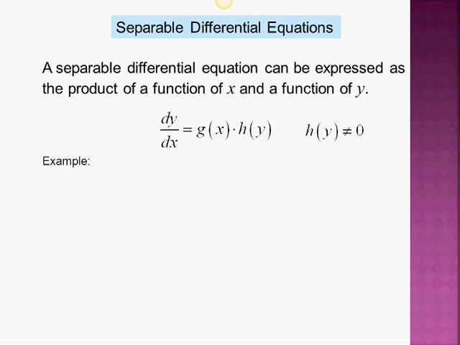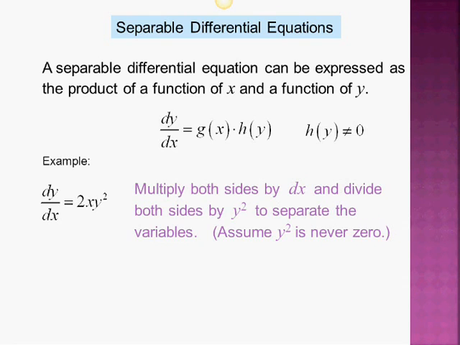So, for example, if I gave you something like the differential equation dy/dx is equal to 2xy squared. The problem is that we have this in terms of both x and y. So if I was asking you to solve it, which basically means find the antiderivative, we would have a little bit of trouble. So here's how we're going to go through and do this.